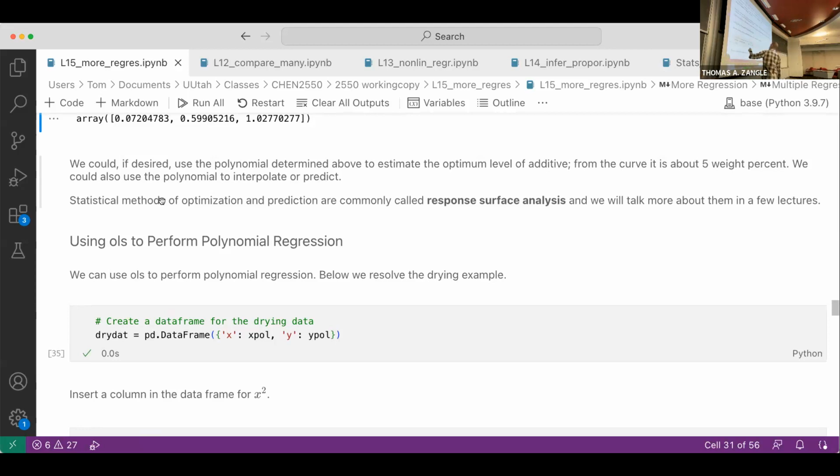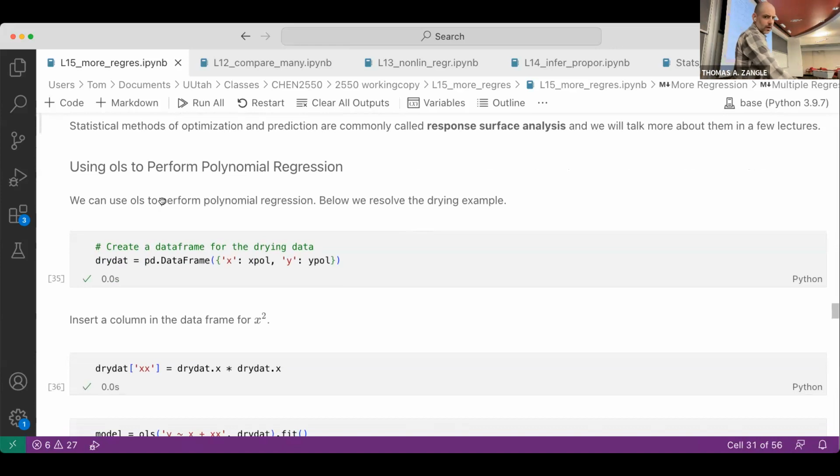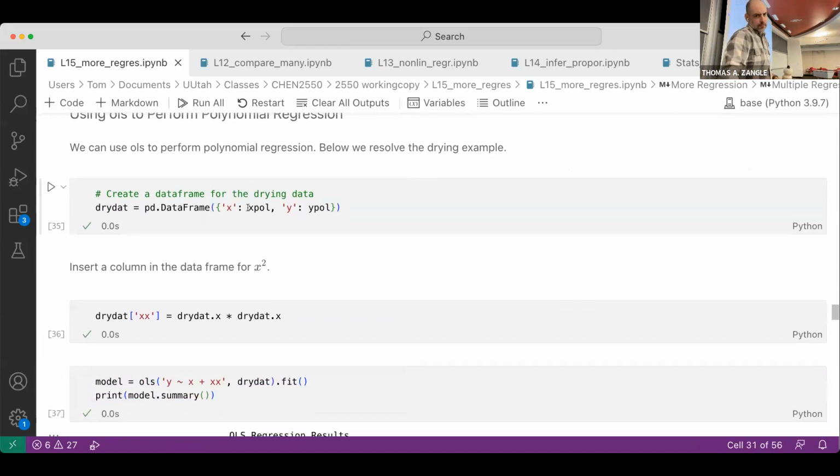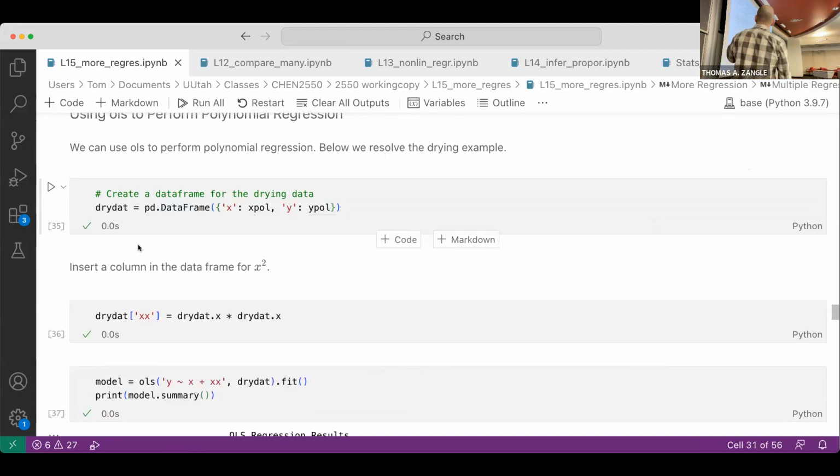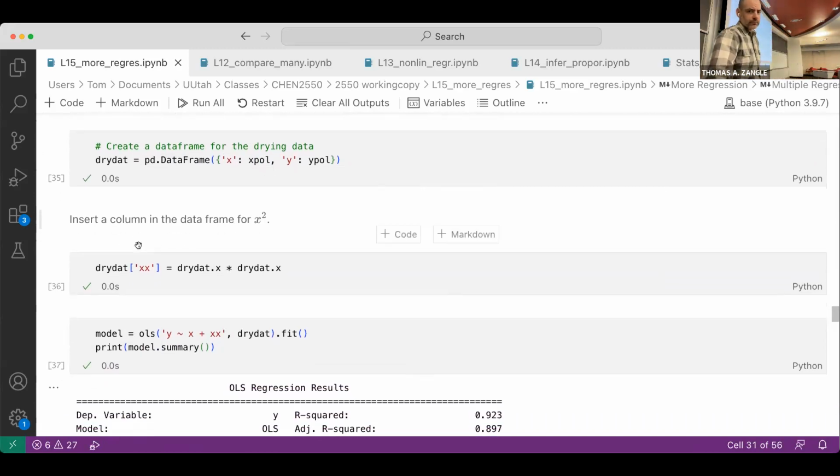Okay. We can also use the OLS framework to perform polynomial regression. Remember, in this case we need to have our data in a pandas data frame. We need to put in another column in the data frame for every order of the polynomial that we would like to include in the model.